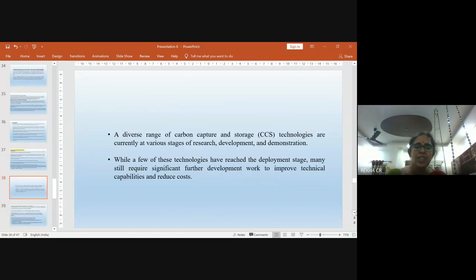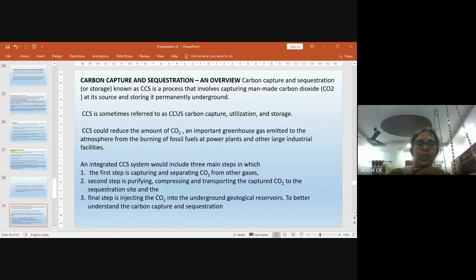So a diverse range of carbon capture and storage technologies are currently at various stages of research, development and demonstration. While a few of these technologies have reached the deployment stage, many still require significant further development work to improve technical capabilities and reduce the costs. Carbon capture and sequestration, known as CCS, is a process which involves capturing man-made carbon dioxide at its source and storing it permanently underground. CCS is sometimes referred to as CCUS, carbon capture, utilization and storage.